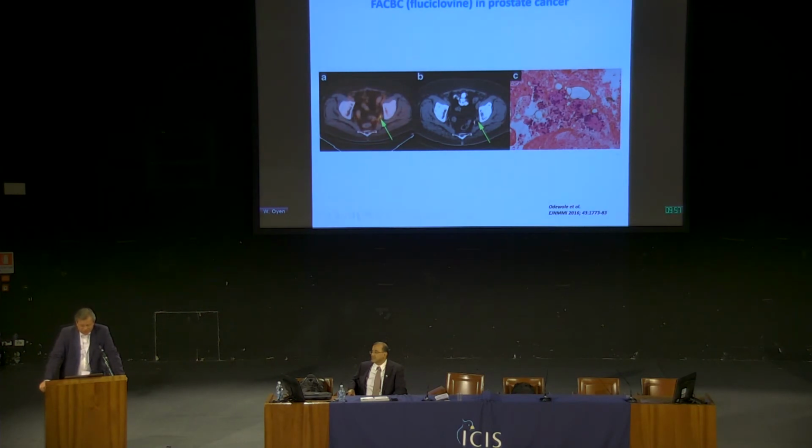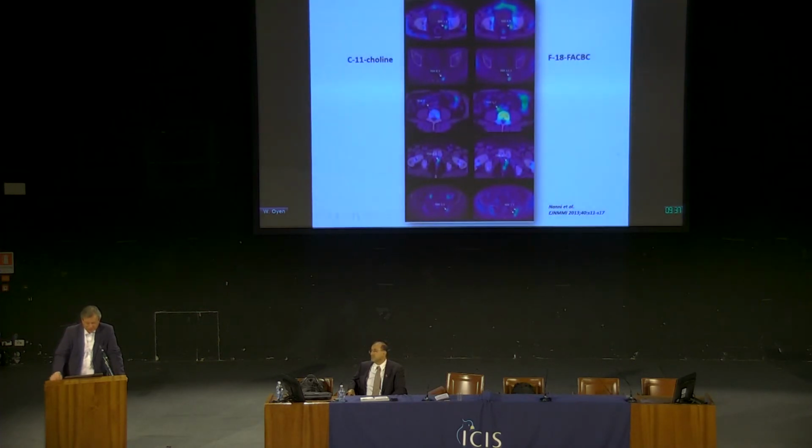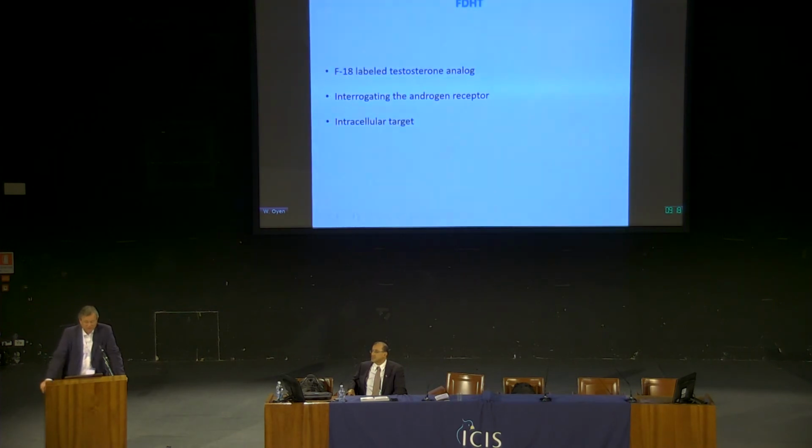So here is an example, the typical examples that are shown for all the agents. A pelvic sidewall nodal metastases picked up by flucyclovin. And remember, it is as non-specific as FDG and choline because you're looking at protein synthesis here. There was a study on the direct comparison of FACBC with carbon-11 choline, and it appeared that the targeting was higher than the carbon-11 choline, but if you do the numbers, the pickup rate isn't really significantly different.